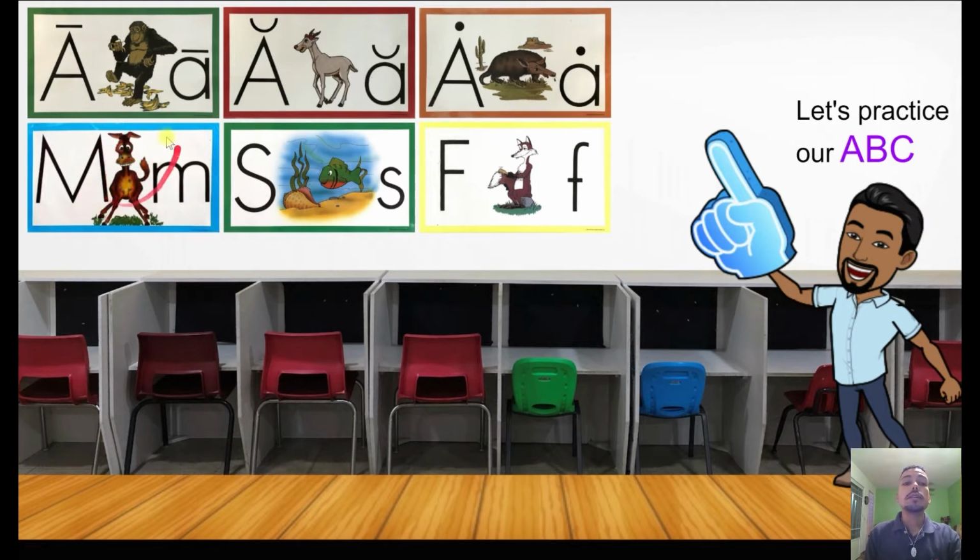Meow, and meow has a letter that sounds mm. So when you see the letter M, it's going to sound mm. Very good. Okay, the next friend here, its name is sunfish.